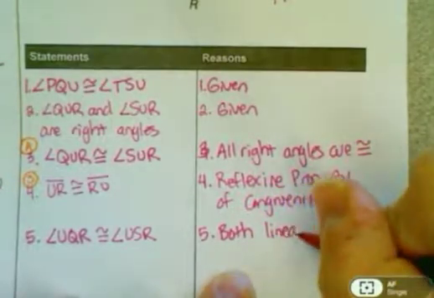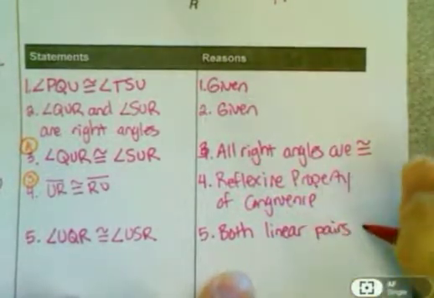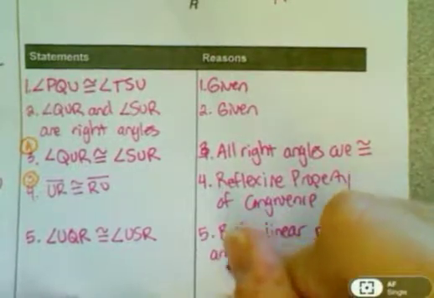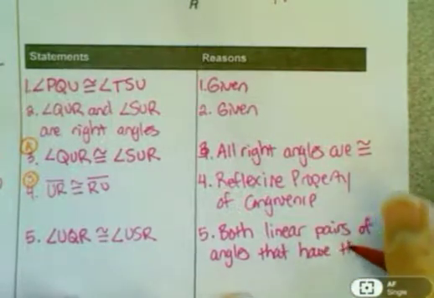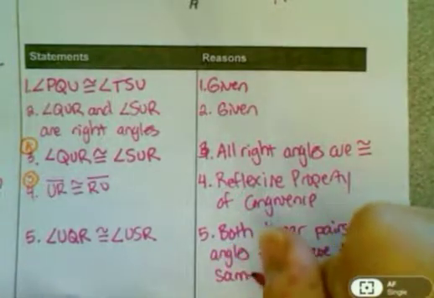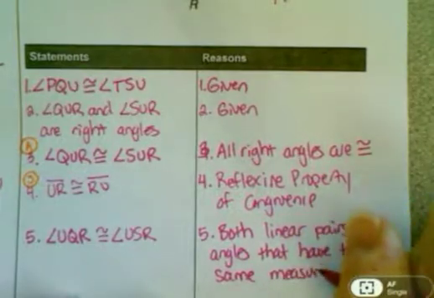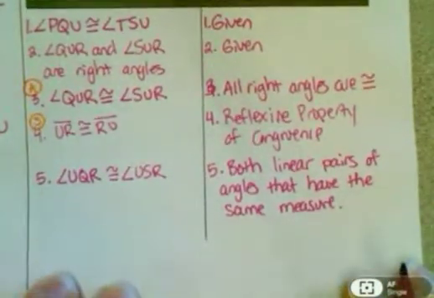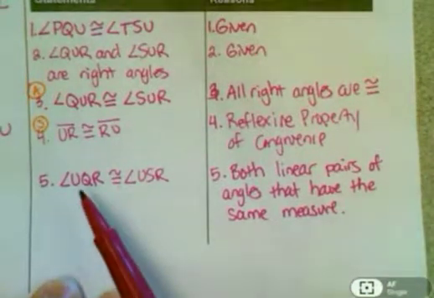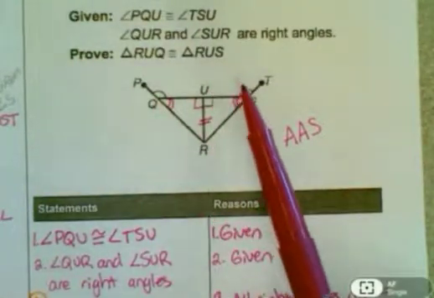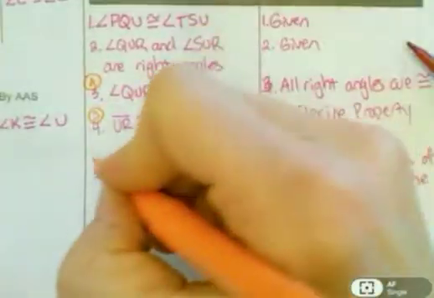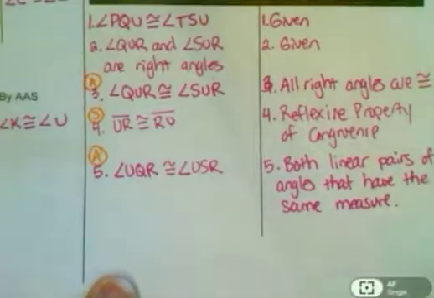They're both linear pairs of angles that have the same measure. And you might have a different way of saying it, or maybe even a better way of saying it, but ultimately we're going to find these angles by taking away that from 180 and that from 180, and those are the same. So we know we're going to end up with angles that are congruent. So that's my third angle, or my third congruent statement.